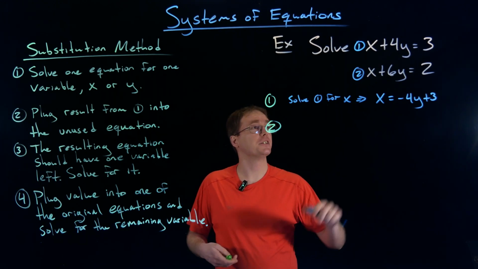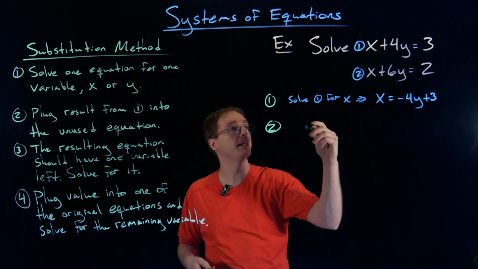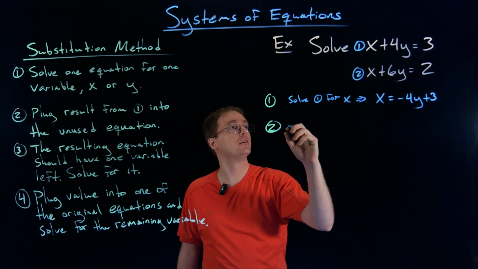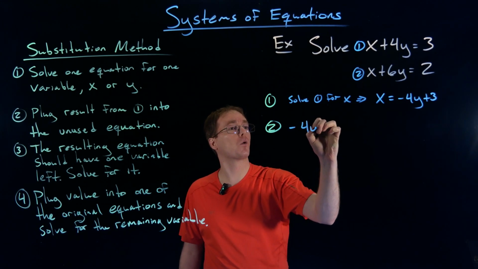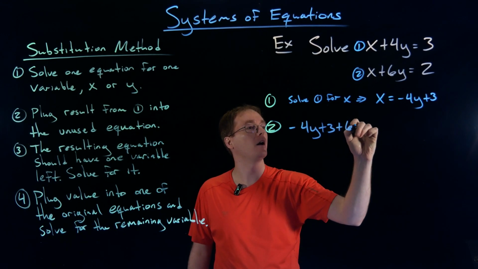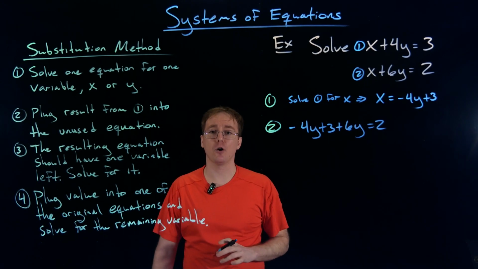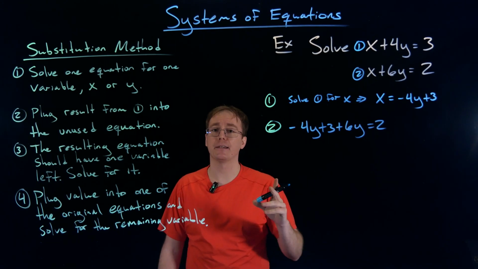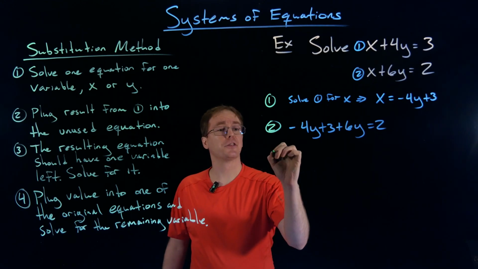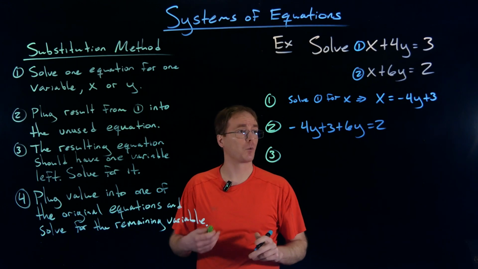All right, so now if we replace x in our second equation with negative 4y plus 3, we can rewrite our second equation as negative 4y plus 3, that's this x here, plus 6y is equal to 2. And now notice there are no longer any x's involved in that equation, just y's, and we can now solve for y. And that'll be the third step in our process, is solving this rewritten second equation for y.